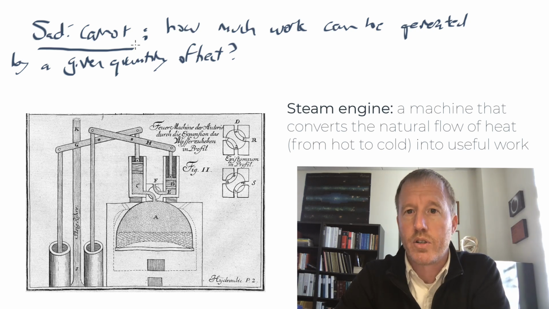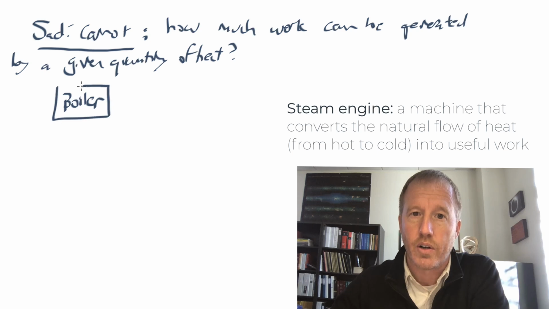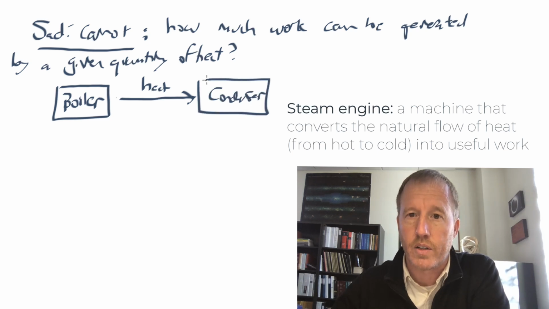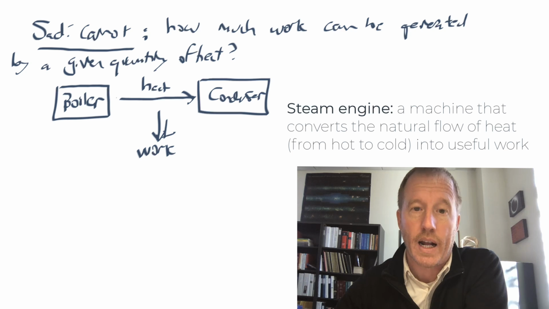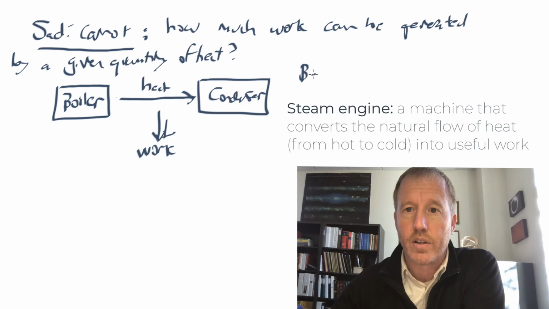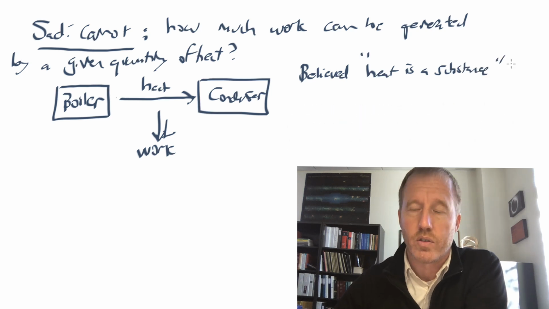So Sadi Carnot, being an engineer, wanted to know how much work we can get out of a certain quantity of heat. So if you have a boiler right here, like on a train, you're heating up water using coal, and you have heat flowing to a condenser or to some other cold object. In so doing, you can extract some work. And the question is, how much work can you extract? And he did a number of experiments to try to determine the answer to that question. And it's important to note that he fully believed that heat was a substance. Okay, so he believed in the caloric theory.